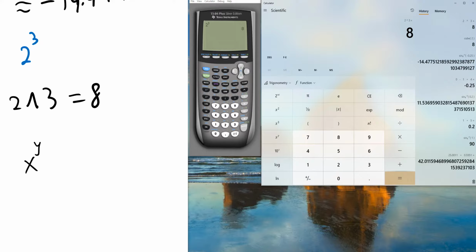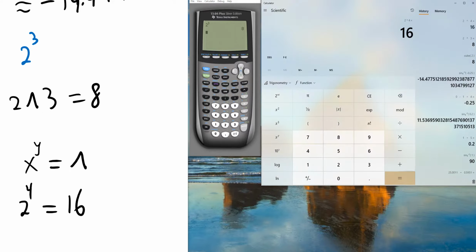Why do we have this if I already have x cubed? Well, what if they give you 2 to the 4th? We know that's 16, but on the scientific calculator you put 2 and then use x to the y, which is the same as the caret on the graphing calculator. Then put the 4 and hit enter. That gives us 16. That's what that key is for. If you are able to do these calculations on the scientific calculator, then you are fine for this.